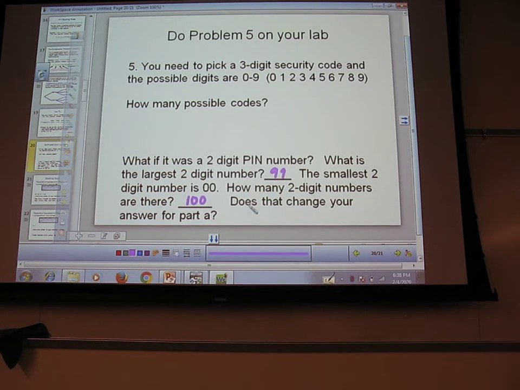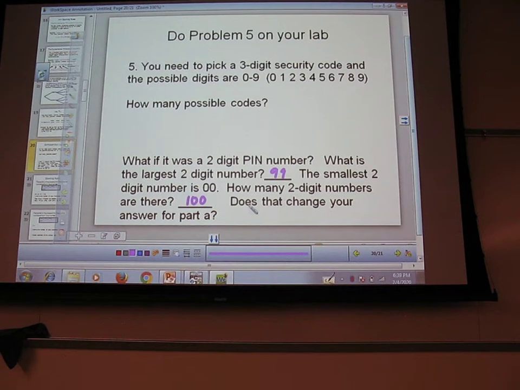I need to pick a 3-digit security code. What's the first decision I make? 0 through 9. The first decision I make is going to be picking a number. So how many options are there for that first decision? 10. What's the second thing I do? Pick a second number. How many options for that? 10. So how many decisions am I making altogether? 3 choices.